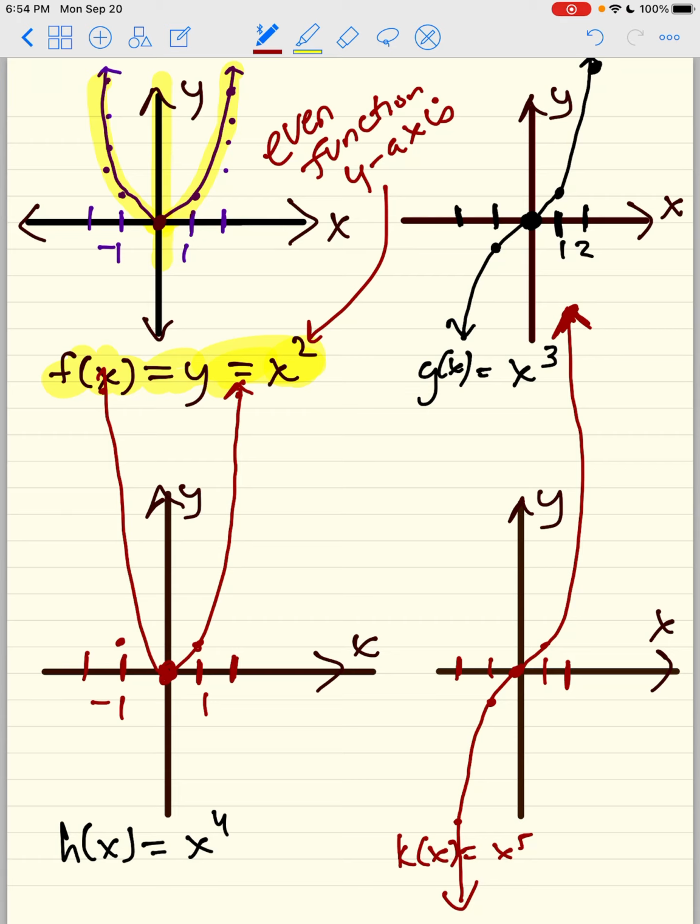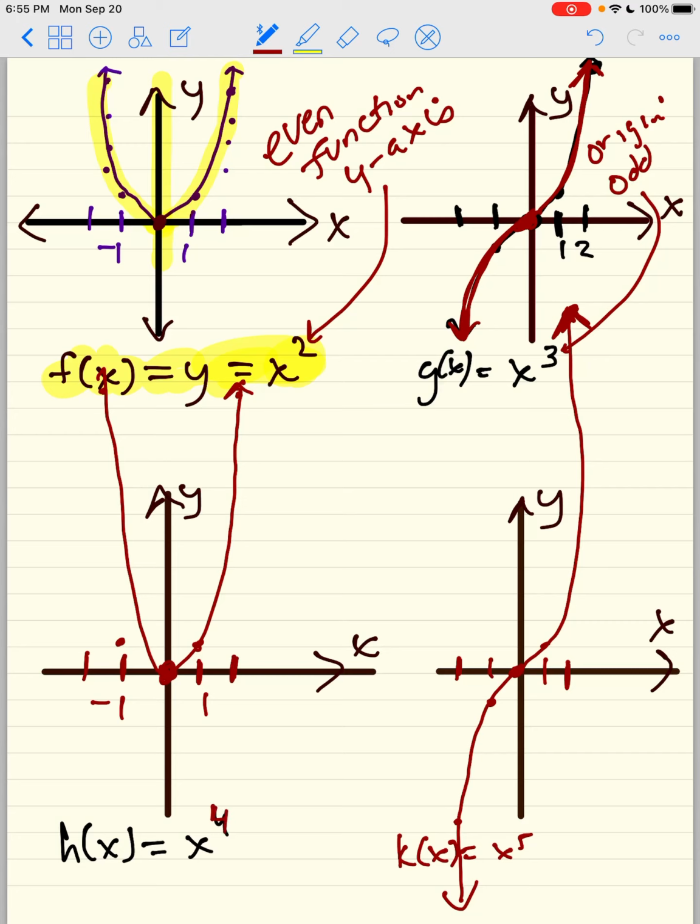Okay? This here, y equals, or g of x equals x to the third, it's symmetrical with the origin. It's an odd function. This part flips here. We also know it's odd because of the odd exponent.